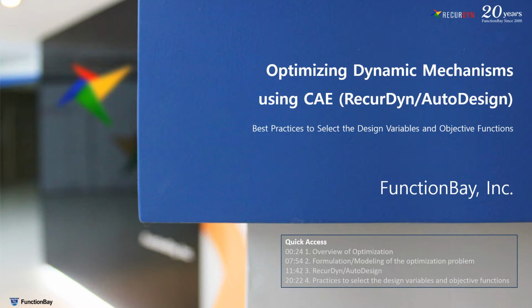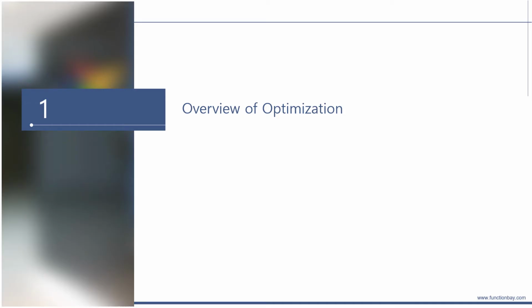In this presentation, I am introducing how to optimize dynamic mechanism using CAE, especially multi-body dynamics. This presentation will focus on the practices to select the design variables, objective functions, and constraints with variable examples. First, let's review some background information about optimization.